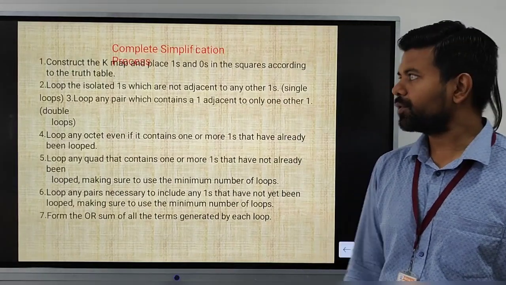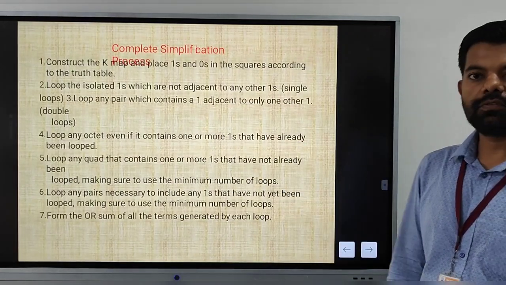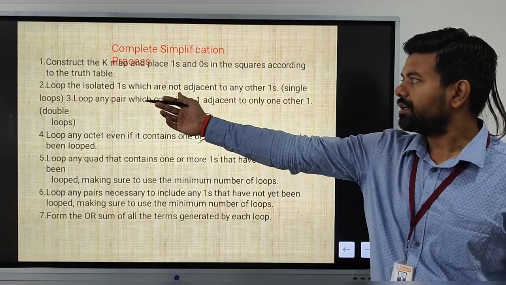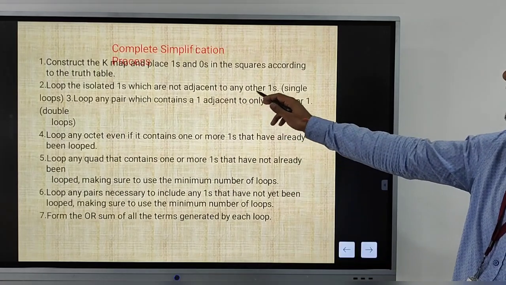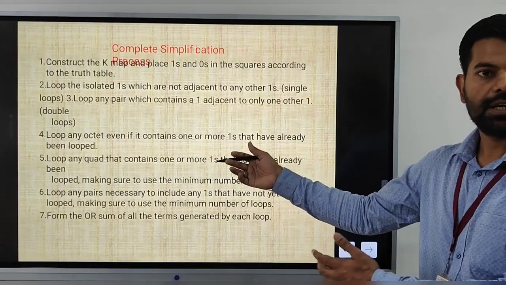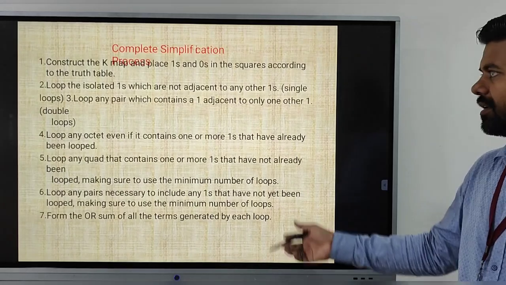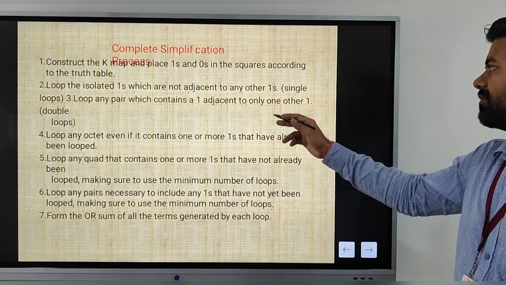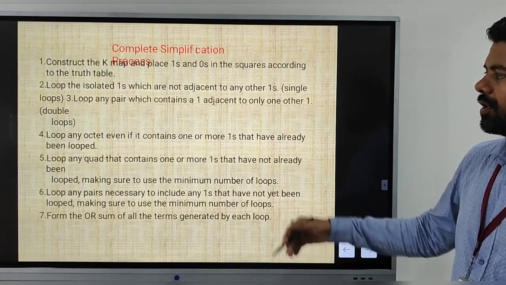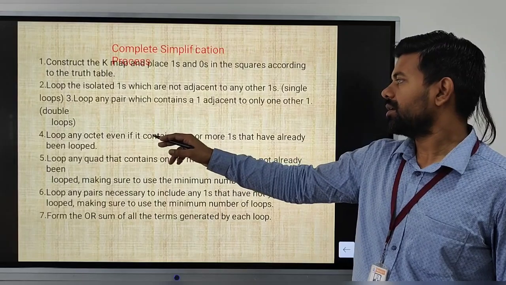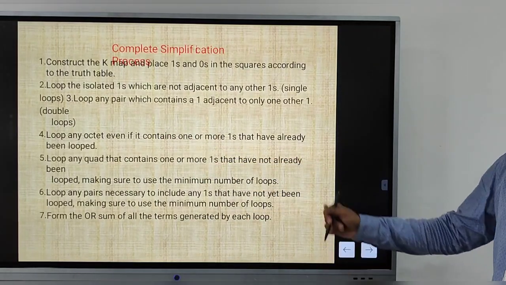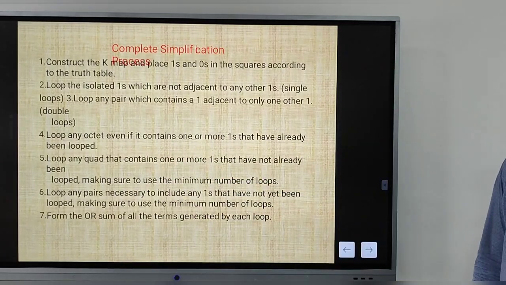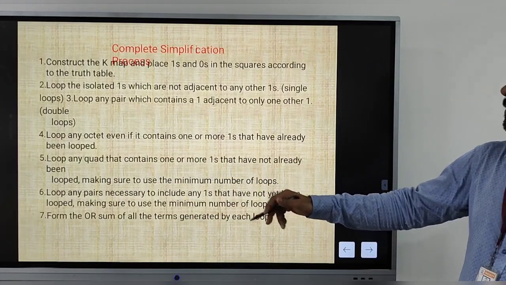The complete simplification process: first, structure the K-map and place ones and zeros in the squares according to the truth table. Loop the isolated ones which are not adjacent to any other one. We will see how these steps are followed in the K-map. First, the rules. Loop any pair which contains a one adjacent to only one other one, or a double loop. Loop any octet even if it contains one or more ones that have already been looped. Loop any quad that contains one or more ones that have already been looped.